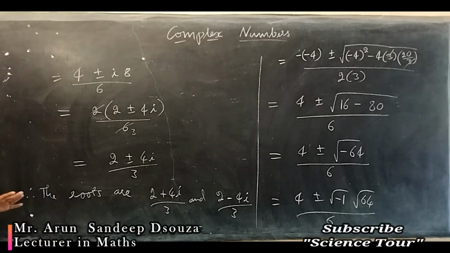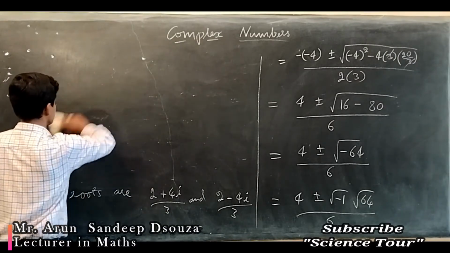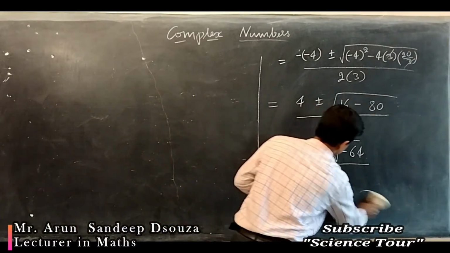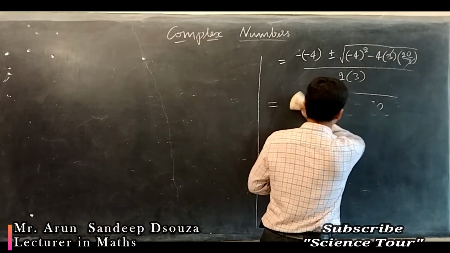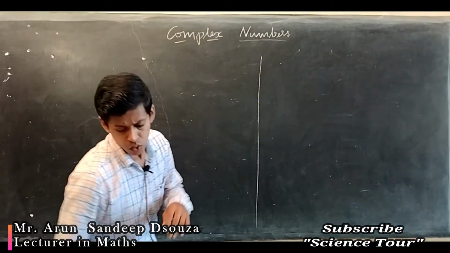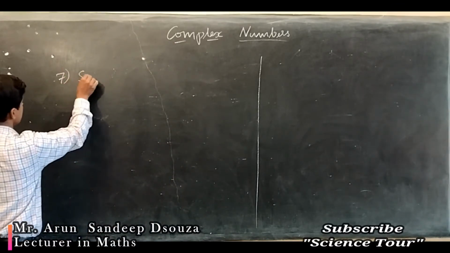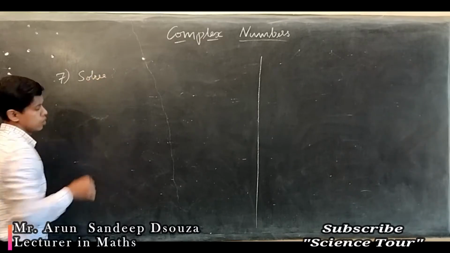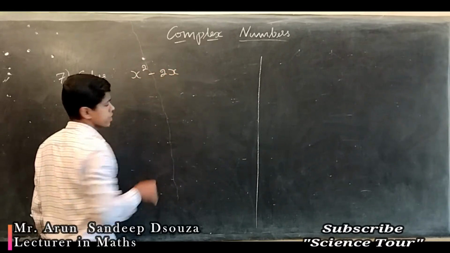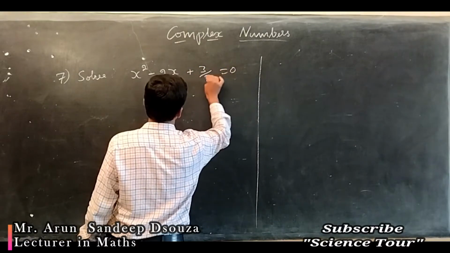Well, let's move on to the next question. The next is question number 7. Once again, solve x square minus 2x plus 3 by 2 is equal to 0.